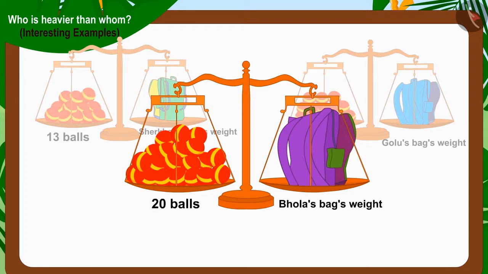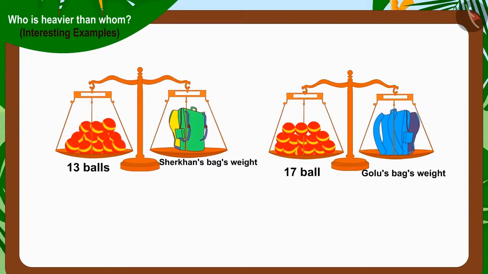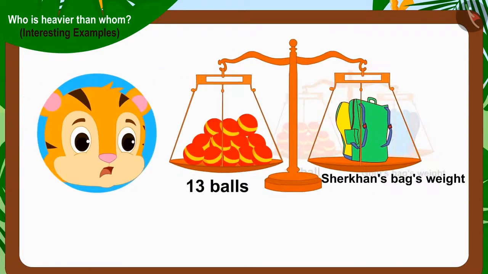Highest number of balls is 20 balls and is equal to the weight of Bhola's bag. That's why Bhola's bag is the heaviest. And whose bag is the lightest? Exactly! Sher Khan's bag is the lightest because the number of balls equal to the weight of his bag is 13, which is the smallest number.